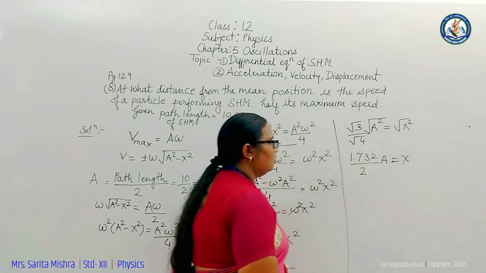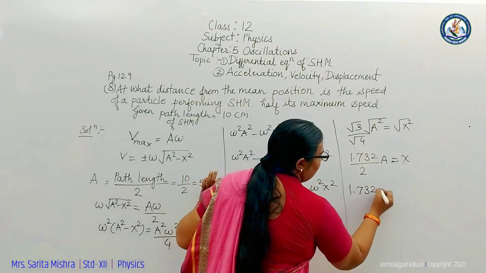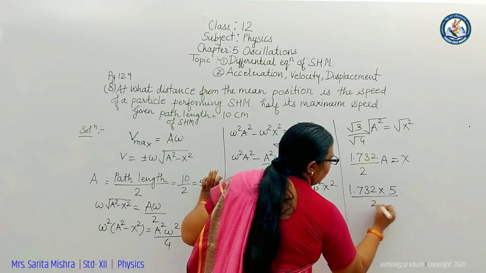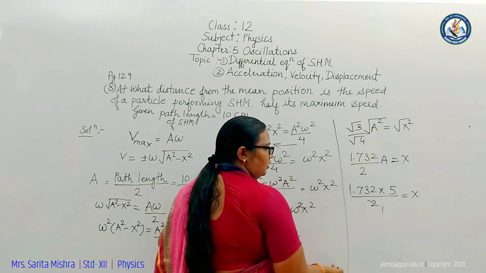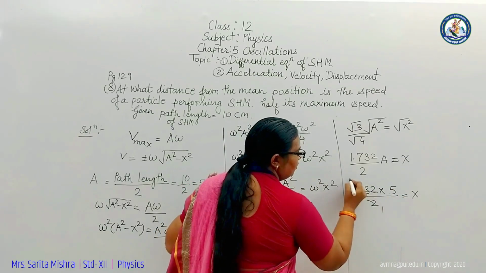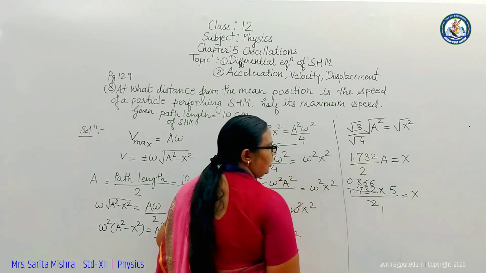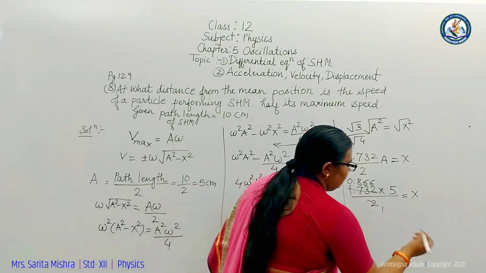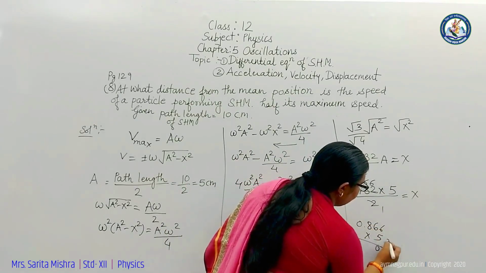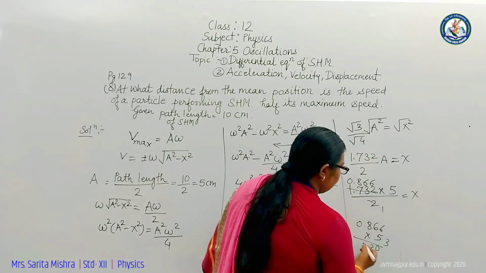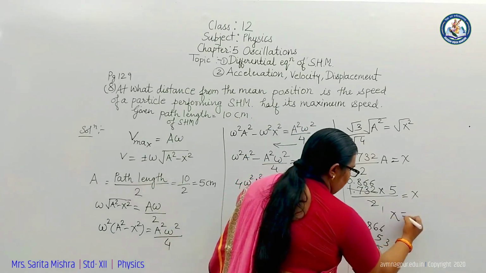Now the value of a is 5. So x equals 1.732 into 5 divided by 2. 2 ones are 2. We have to divide. Using this we can easily find, 2 8s are 16, then 2 6s are 12, 0.866 into 5. Let's multiply 0.866 into 5.